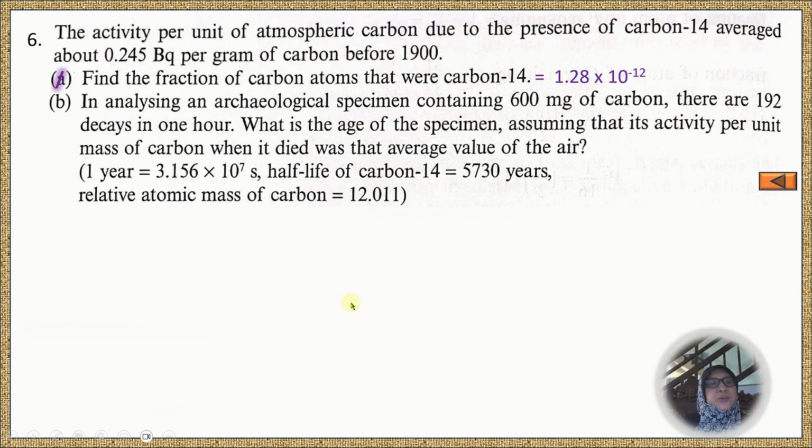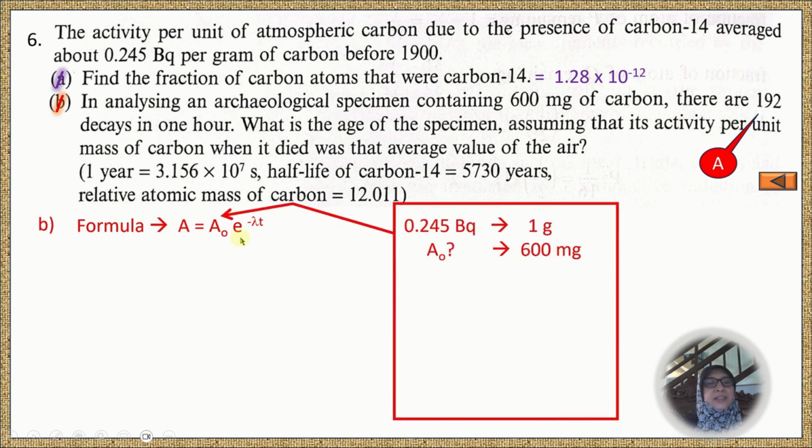Okay, next we go to 6B. In analyzing an archaeology specimen containing 600 mg of carbon, there are 192 decays in 1 hour. What is the age of the specimen, assuming that its activity per unit mass of carbon when it died was the average value of the air? So for question B, the activity is given as 192 decays in 1 hour. We can use the formula A equals A naught e to the power of negative lambda t. The 0.245 becquerel is for 1 gram.